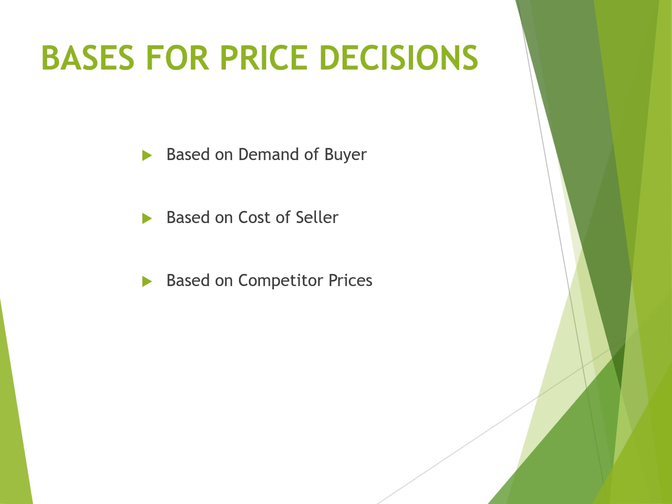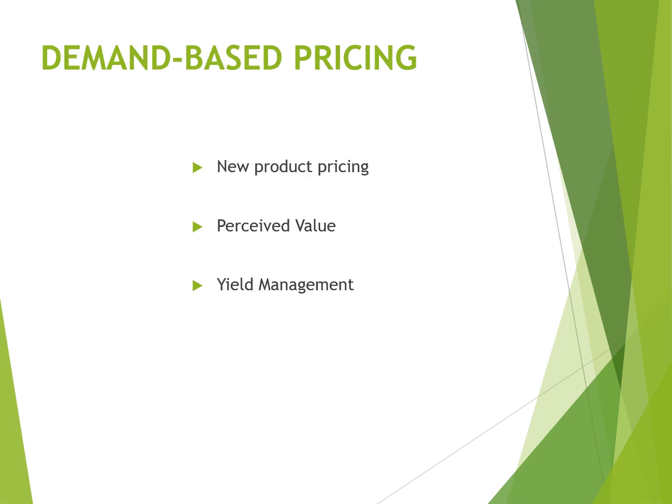Then basis for price decision, that is also one important thing. On what basis can we take the price decision? Demand of the buyer is a major factor we need to consider. Then cost of the seller, and competitor price. So these are the three factors we need to consider when we are taking correct pricing decisions.